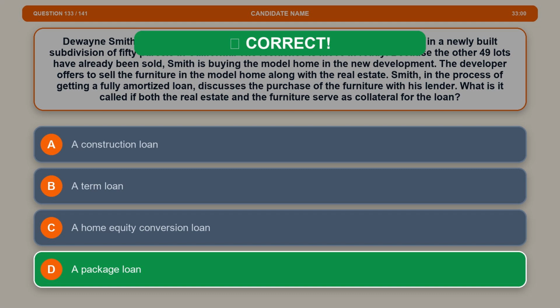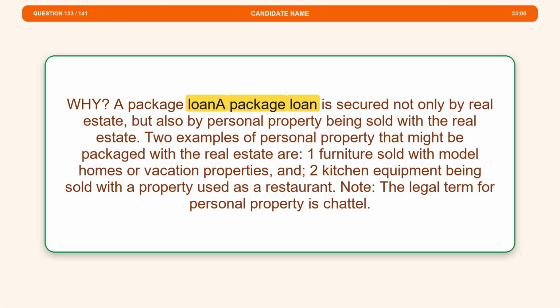The correct answer is option D. A package loan is secured not only by real estate, but also by personal property being sold with the real estate. Two examples of personal property that might be packaged with the real estate are: 1. Furniture sold with model homes or vacation properties, and 2. Kitchen equipment being sold with a property used as a restaurant. Note: the legal term for personal property is chattel.